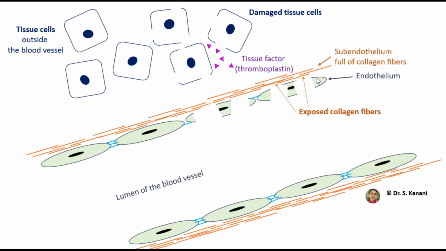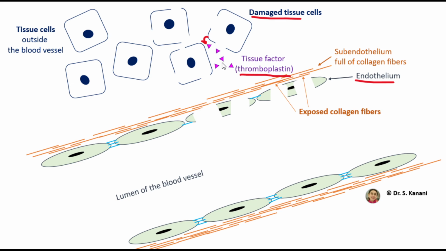So here we have a blood vessel whose wall in this spot is damaged, and as you can see, due to damage to the endothelium, some of the collagen fibers that we have in the subendothelium are now exposed. But I would like you to pay attention that the damage is not limited to the wall of the blood vessel. Some of the tissue cells that we have outside the blood vessel are also damaged, and from the surface of these damaged tissue cells outside the blood vessel, we have the release of a very important chemical named tissue factor or thromboplastin.